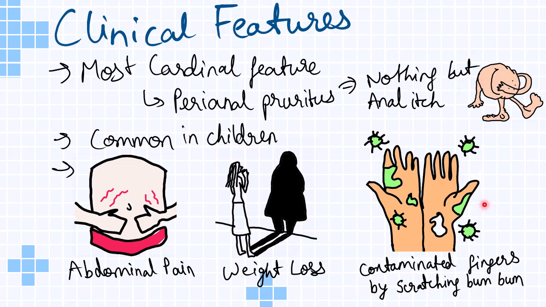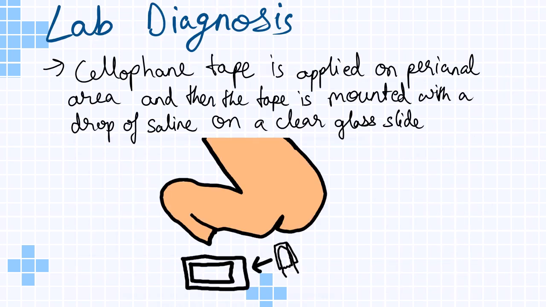So, how do we confirm the diagnosis? Let's find out. The standard method for diagnosis is a cellophane tape test. A piece of transparent adhesive tape is applied to the perianal region, usually early in the morning before bathing. The tape is then mounted on a glass slide and examined microscopically for eggs.